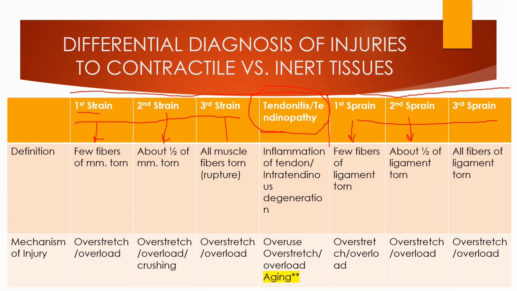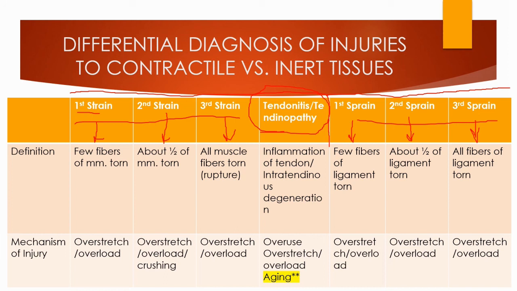Whereas with a third degree injury, that represents a complete rupture of either the muscle or the tendon or of the ligament. And with regards to the muscle or the tendon, this rupture generally occurs at the myotendinous junction, but can also occur at the junction of the tendon with the bone. Now, the mechanism of injury regarding all of these types of injury has to do with overstretch and/or overload.